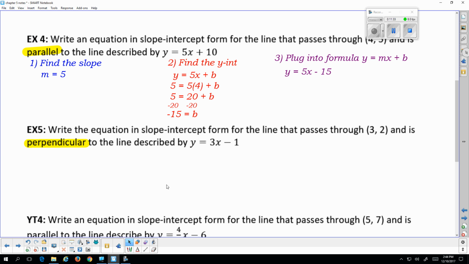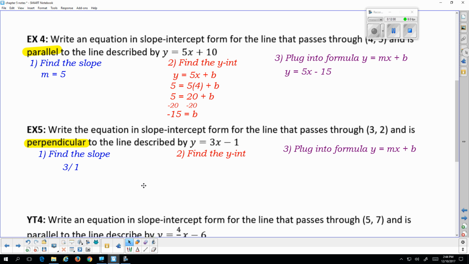Now example 5. Write the equation in slope-intercept form for the line that passes through (3, 2) and is perpendicular to the line described by y equals 3x minus 1. So we do the same process. Find the slope, find the y-intercept, plug it into the formula. And what's the slope of this line originally? The original slope was 3. I'm going to write that as a fraction though, so I'm going to write 3 over 1.